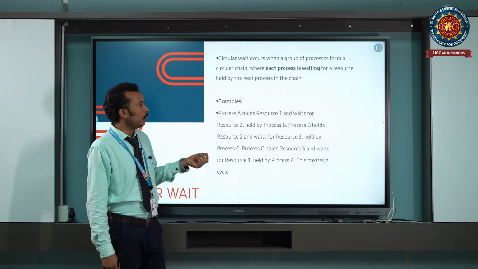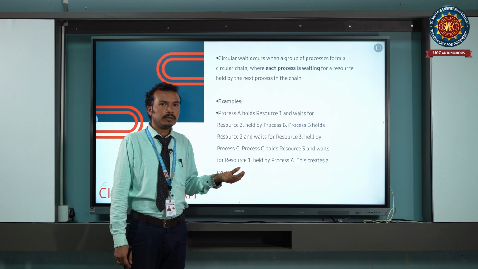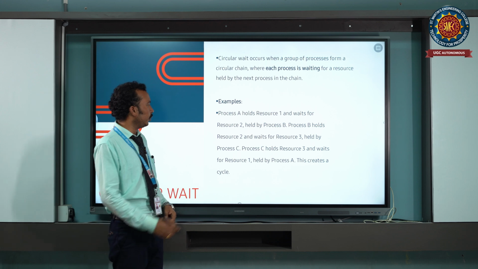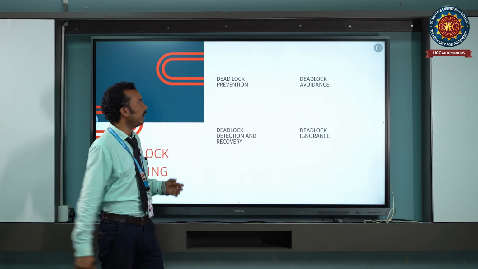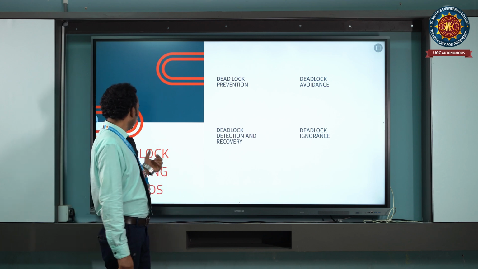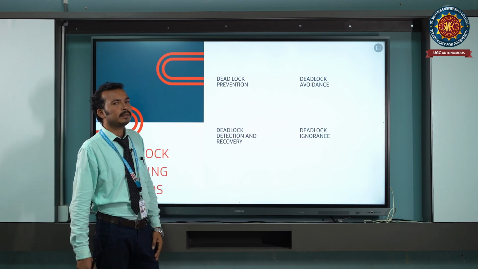In this case, no process will complete its execution. Due to this, the deadlock will occur. These are all the conditions for a deadlock to occur. Next, we're going to discuss the deadlock handling methods.